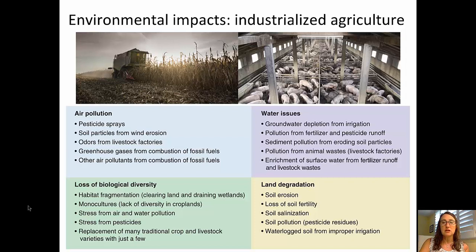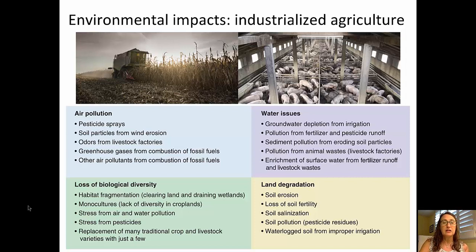Some of the water issues include groundwater depletion from irrigation. This is particularly critical in the central parts of the United States and the Central Valley of California, pollution from fertilizer and pesticide runoff, sediment pollution from eroding soil particles, and then pollution from animal wastes and the enrichment of surface waters from runoff of fertilizer and livestock wastes.